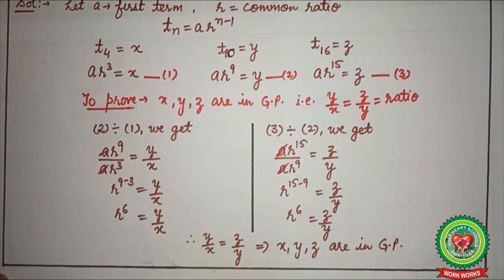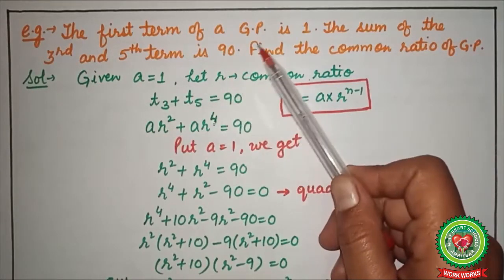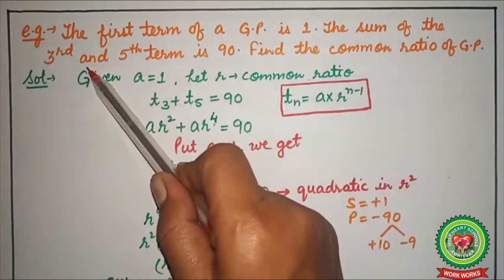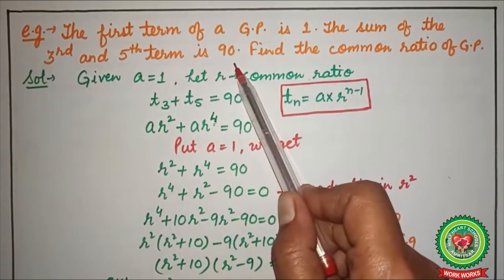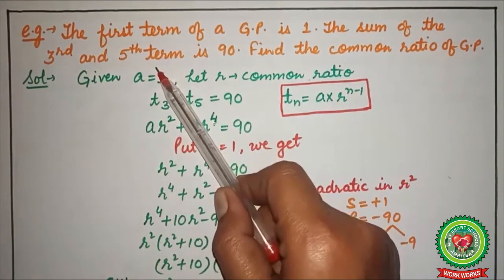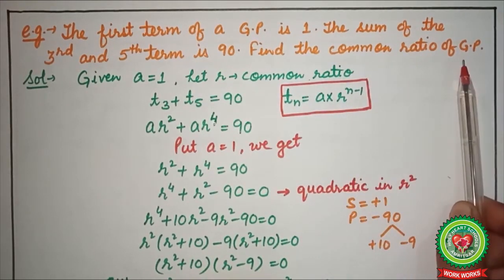Now let's take the second example. The first term of a GP is 1. The sum of the third and fifth term is 90. Here the sum is given of the third and the fifth term. We have to find the common ratio of the GP. Here the common ratio we have to find.